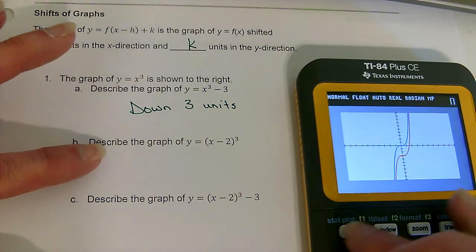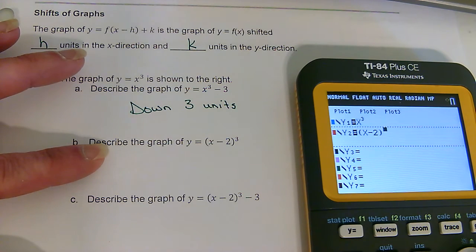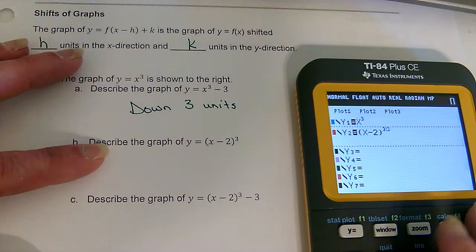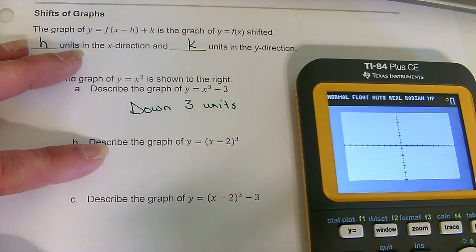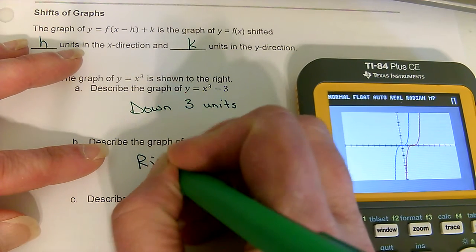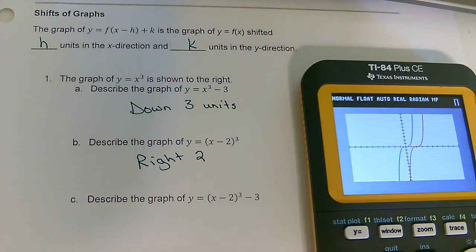What about when I do something on the inside with the x? So x minus 2 cubed. A lot of people think that's going to move left. Here's my original. It actually moves it right 2. If it had been a plus inside, it's actually going to move it left.